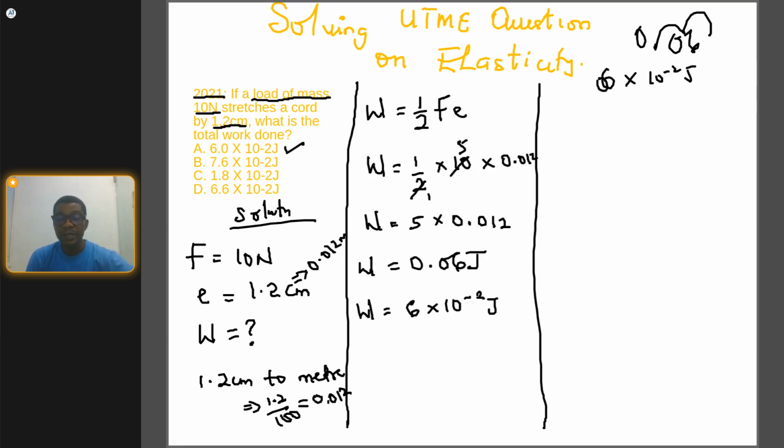Now let's go on to take the next question. I believe this solution is clear to us. All right, so we can move on to solving the next question, which is question number 2 on elasticity.